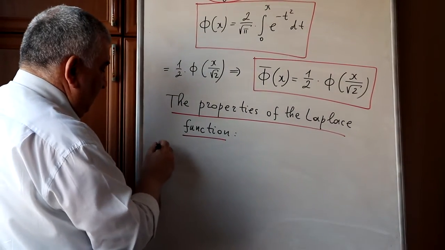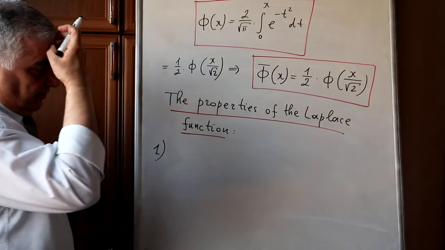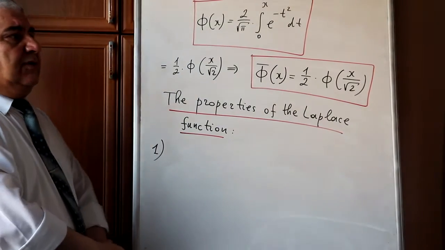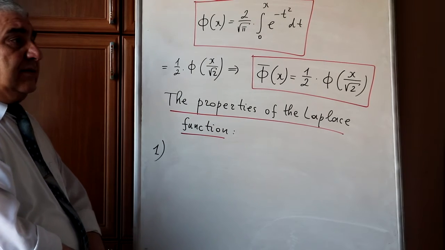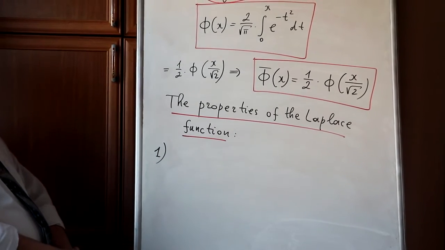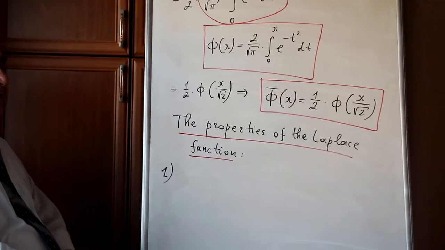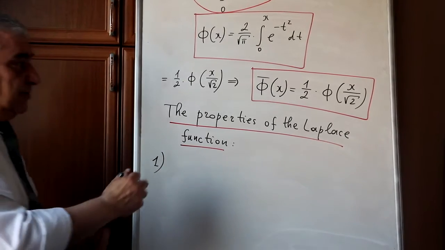First property. The value of the Laplace function at 0 is 0, because the value of the error integral at 0 is also 0.